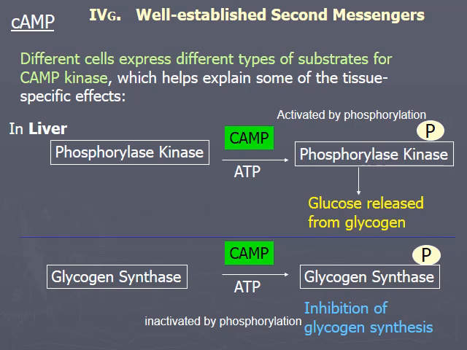So here's one kinase activated by cyclic AMP, high cyclic AMP in the cell. One enzyme is phosphorylated and stimulated. One enzyme is phosphorylated and blocked. And so you can have a whole plethora of cell responses coming out of this type of wiring of second messenger being cyclic AMP.